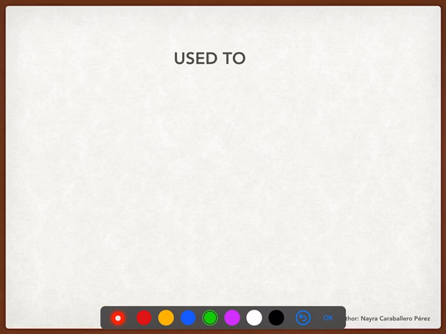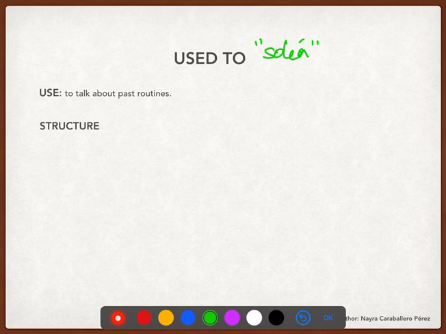And then remember that we studied also the used to, which means solía. So it is used to talk about past routines. For instance, when I was 15 years old, I used to play football, okay? I had the routine of playing football. And the structure is very simple because we write used to plus the verb, and the verb is written the same way we find it in the dictionary.